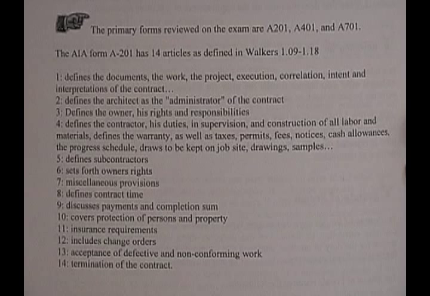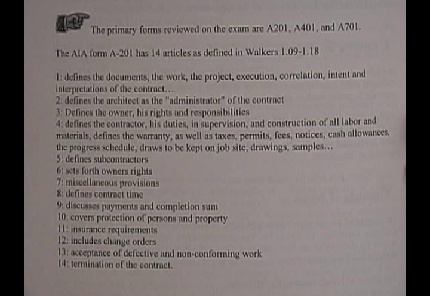Section 2 of the contract defines the architect as the administrator. In other words, he's sort of like the referee between the owner and the builder. Section 3 defines the owner, who the owner is, and what the owner's rights and responsibilities are within this contract. Section 4 defines the contractor, who he is, his duties, what he needs to supervise, the nature of the construction, and all the labor and materials that he's going to be required to provide.